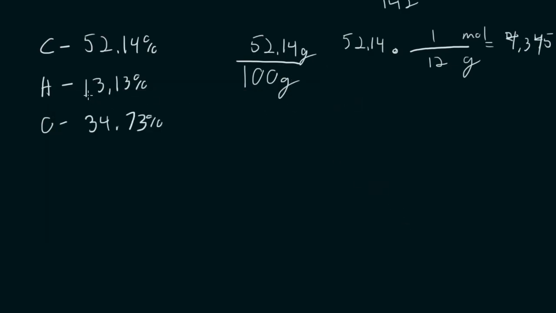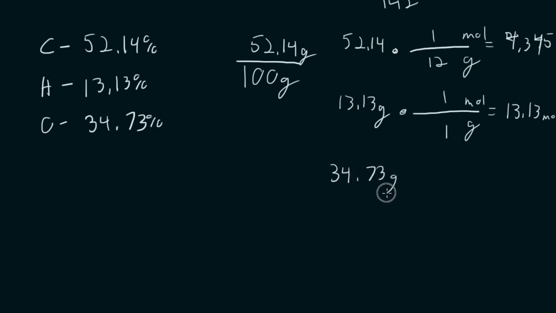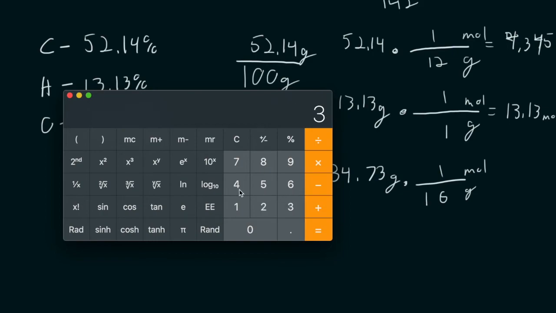Okay, and then I'll do the same thing with the hydrogen. If I've got a 100-gram sample, then it's going to be 13.13 grams would be hydrogen. Then I can just multiply that by the molar mass of hydrogen. It's going to give me 13.13 moles. Okay. Next, oxygen. Again, that'll be 34.73 grams. Convert that into moles. It's going to be 16. It's going to be 2.17.